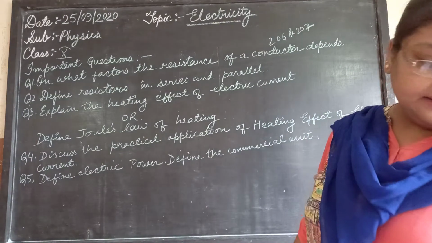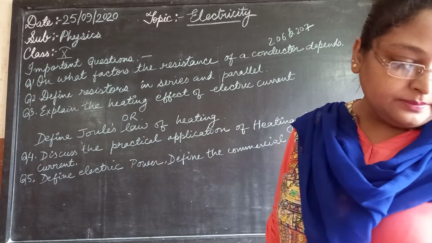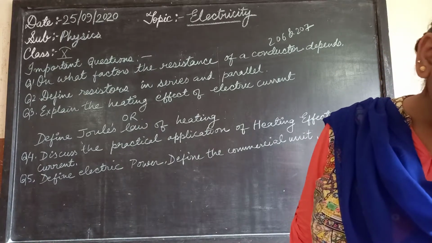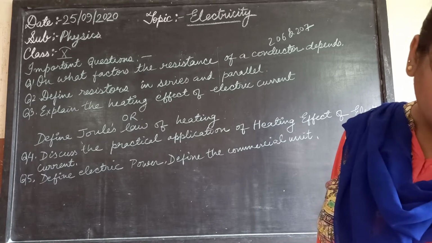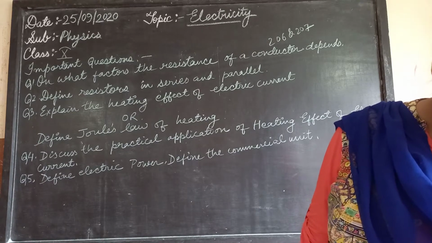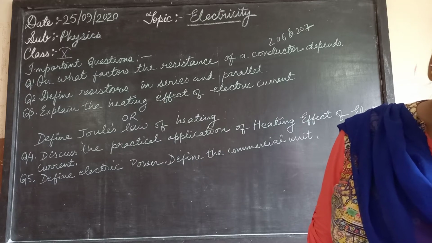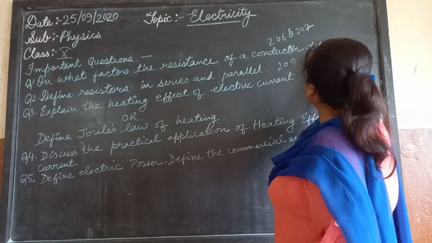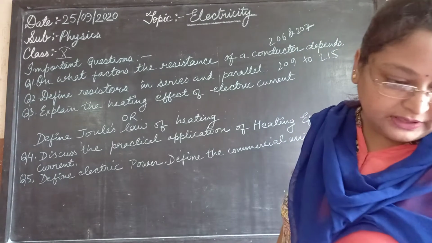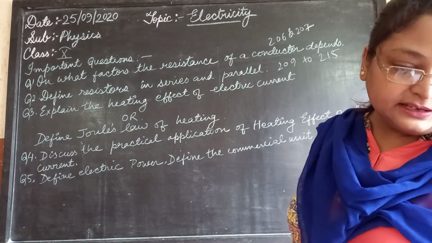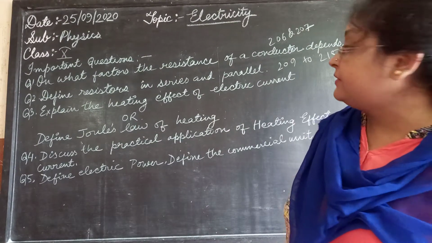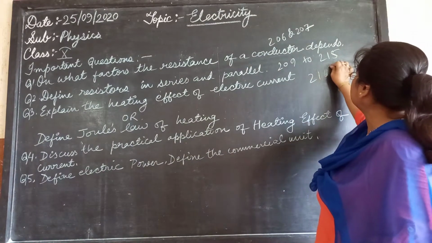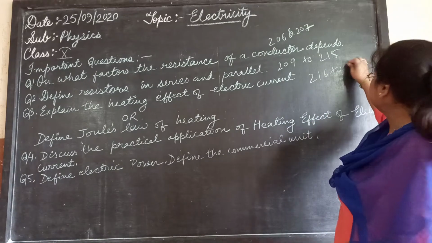Now resistors in series and resistance in parallel, it is there in page number 209 to 215. It has been given. Explain and give the circuits also. Okay, now next one is the heating effect of the electric current. It is given in page number 216 to page number 217.